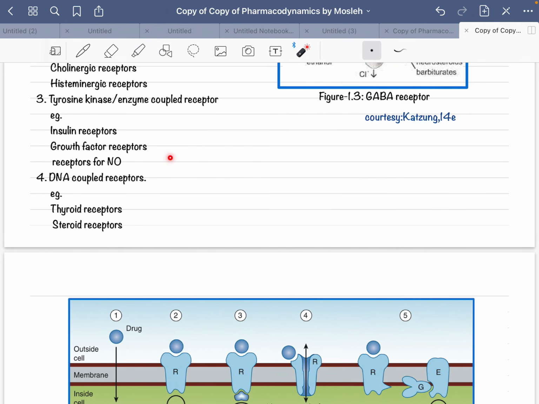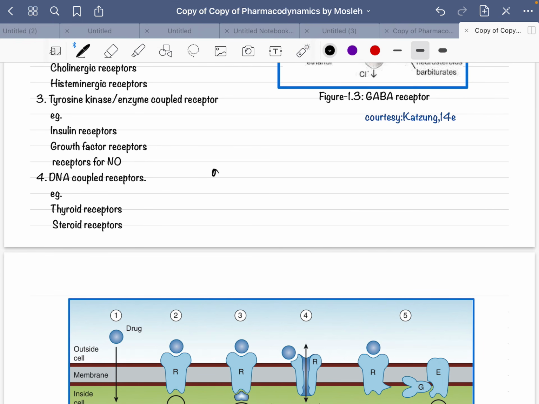That means whenever the agonist comes, the receptor binds with the agonist, and this agonist and receptor complex goes to the nucleus and binds with the DNA, that means the gene. Then they will transcribe a specific RNA, and then the mRNA is translated into protein, and this synthesized protein will show the effect. At first the agonist will bind with the receptor, then the agonist receptor complex will enter into the nucleus.